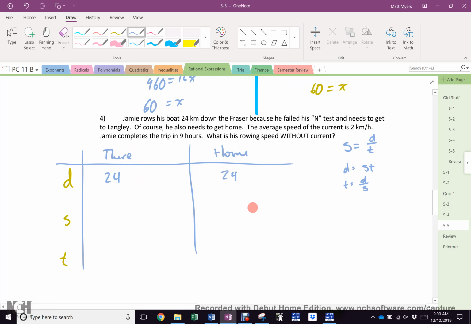And then on the way there, what does he have? Do we know how fast he rows the boat? So what must we give it? Okay, I'm going to call it S. Actually, my S's sometimes look like 5s. When he rows there, is the current helping him? When he rows there, is the current helping him? Read the question.